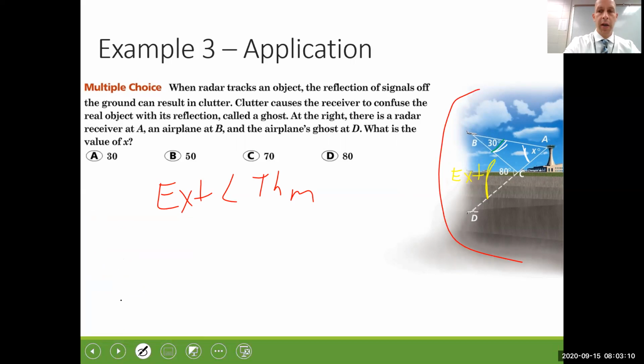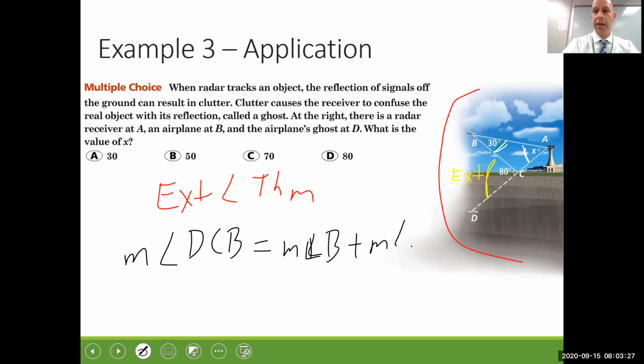In other words, the measure of, I'm going to call it angle DCB, that's the exterior angle, is equal to the measure of angle B, plus the measure of angle A. That's what the exterior angle theorem says. So what is the measure of angle DCB? Well, it's given to us in this problem that that's 80. What's the measure of angle B? Well, that's given to us, that's 30. And what's the measure of angle A? Well, that's X. I don't know what that is, but we can figure that out.